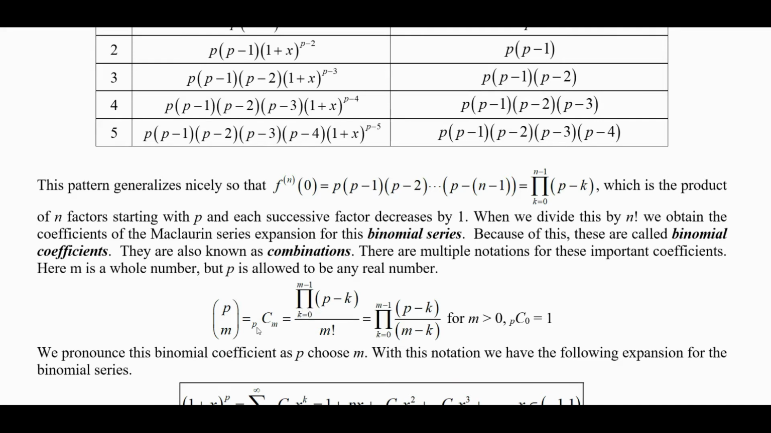Okay, so we end up with the product from k equals 0 to n minus 1 of p minus k, over the product of k from 1 to n. So in top and bottom, they're both n factors. These are the factors from 1 up to n. These are the factors from p down. Okay, and this is another way to write it here.